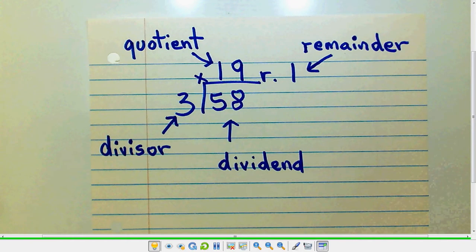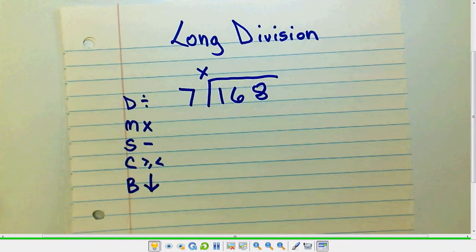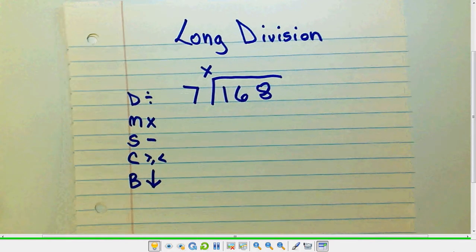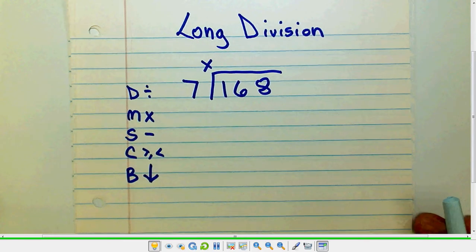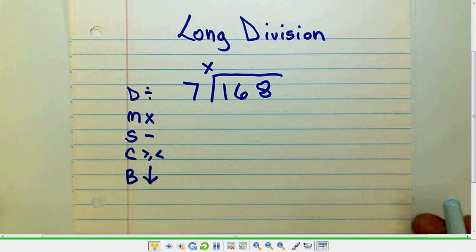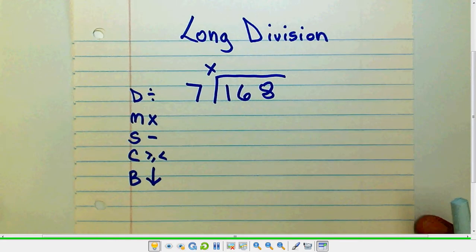So this problem has 2 digits in the dividend. My next example will have 3 digits in the dividend. And here are the steps again. Drive my super cool buggy. We have 168 divided by 7.